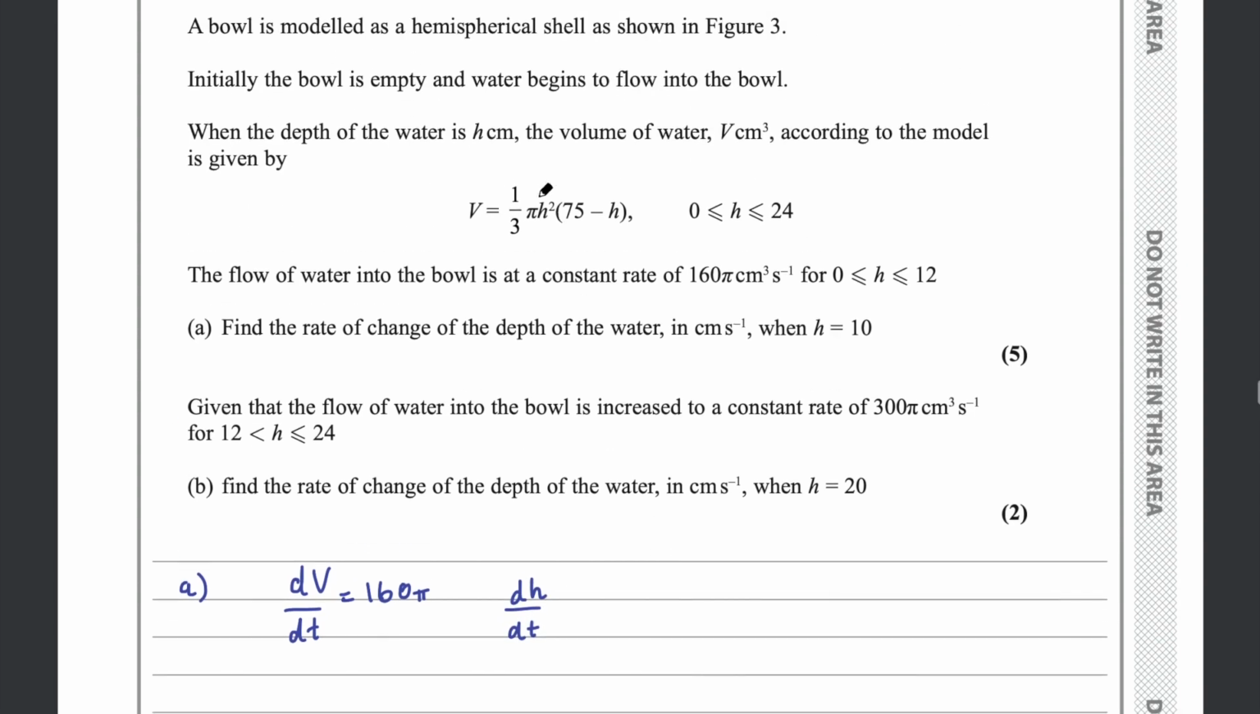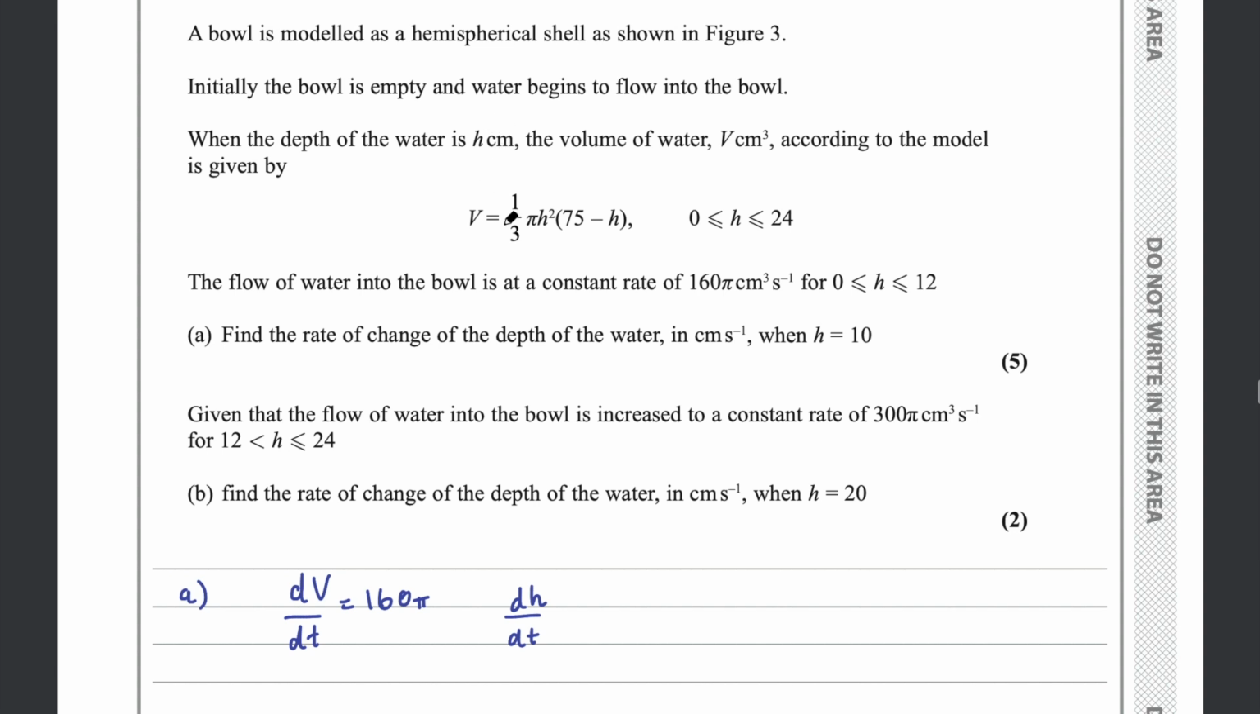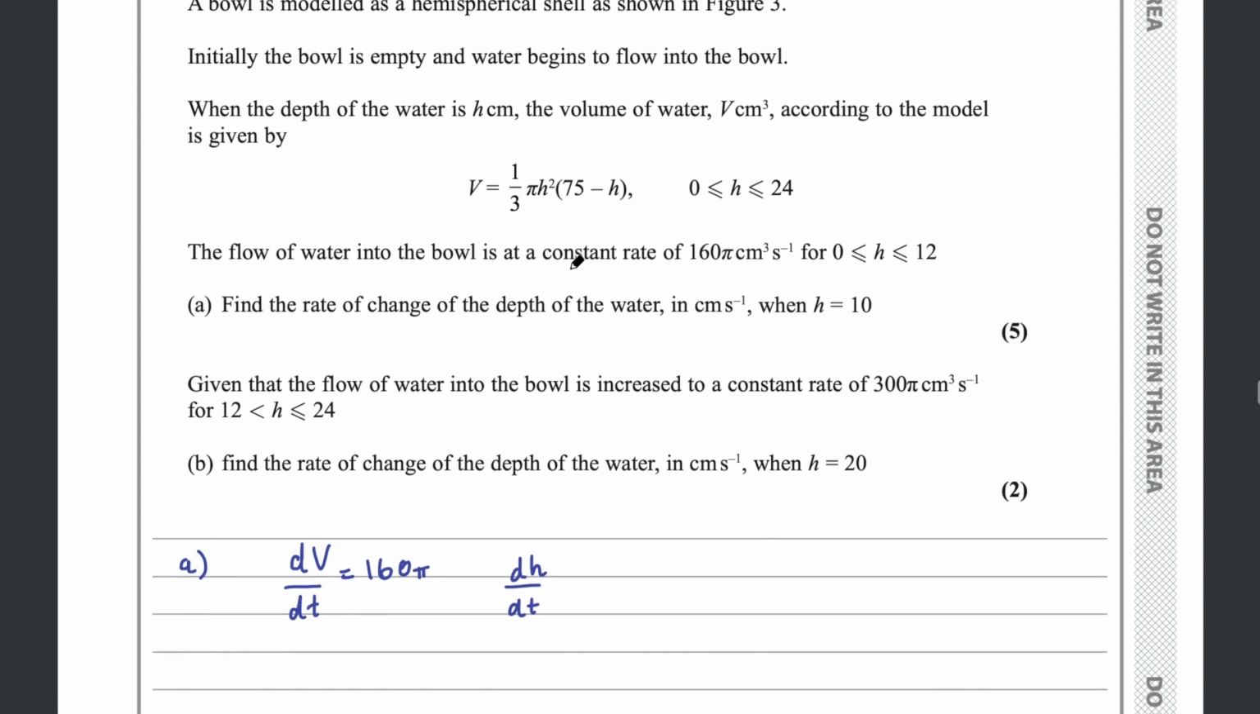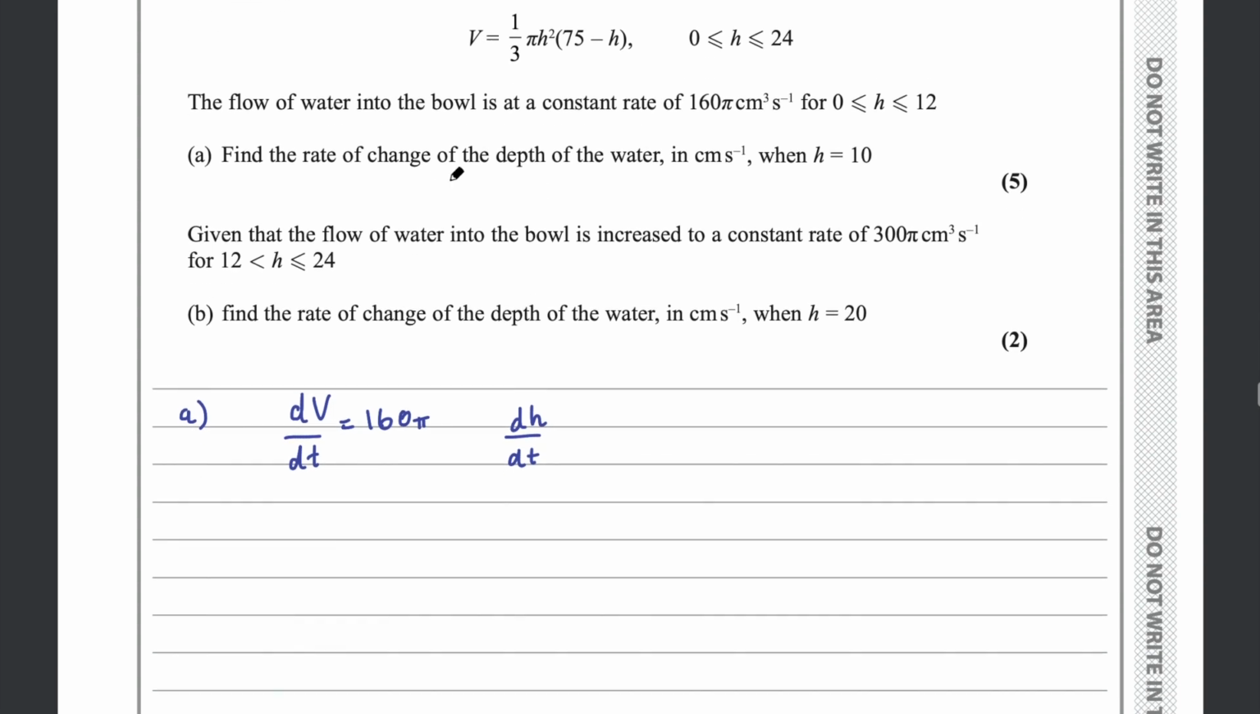Okay, and they've given us an equation in terms of V and h. So we don't have an equation in terms of h and t. So we need to think algebraically here. We need to think, how can we relate these two rates of change together through this equation? So we can start off by taking the derivative of this equation with respect to h, and then do some algebraic manipulation to get dh on dt out of that. So hopefully this starts to make sense as I go through it.